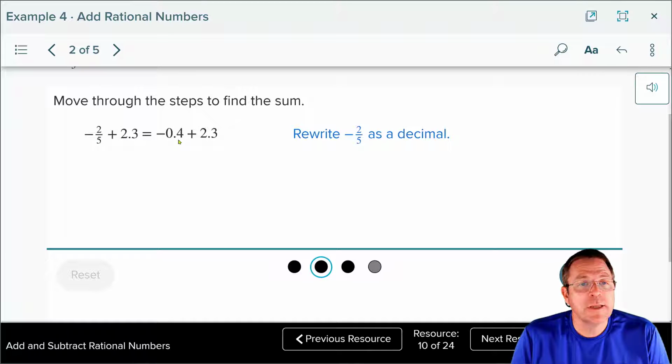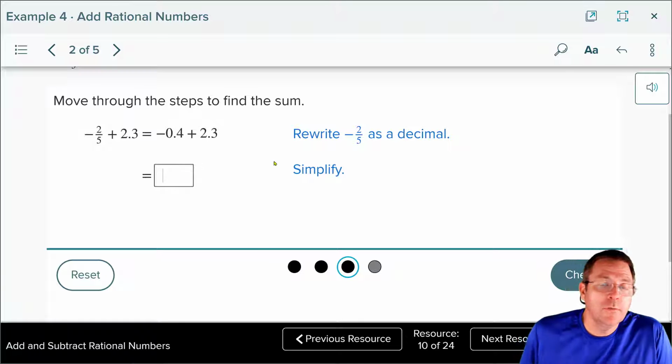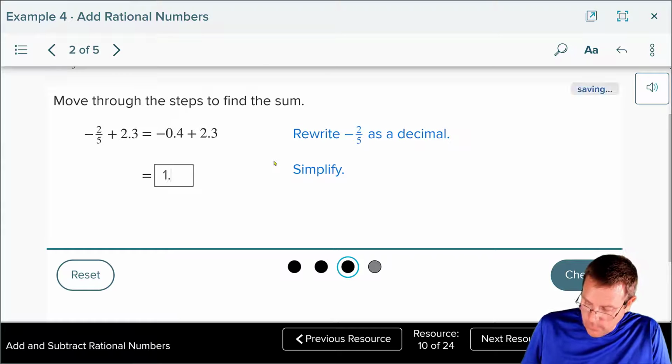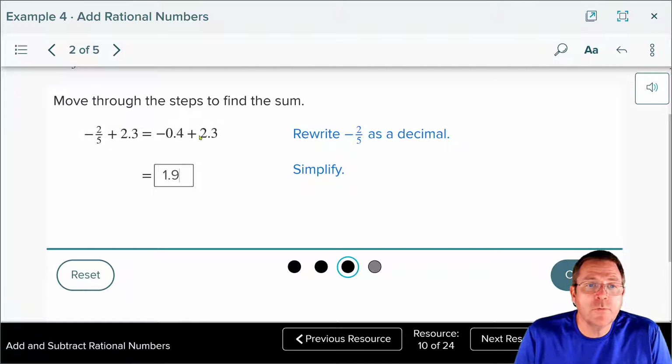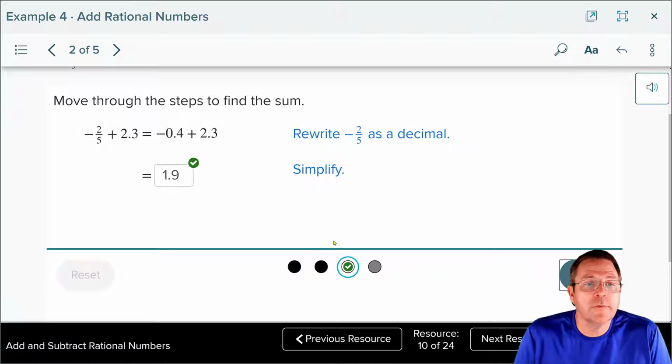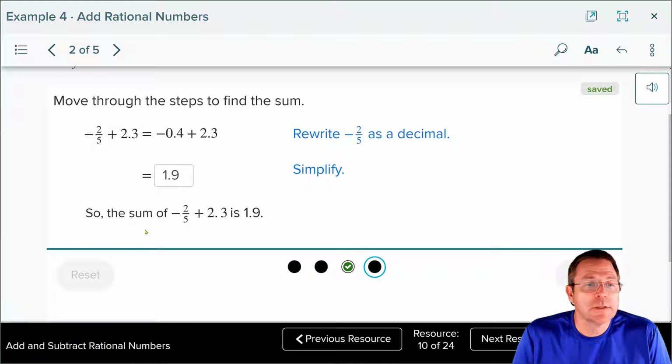The negative 2/5, that's the same thing as saying negative 0.4. And now we have signs that are different. Find the difference. So we're going to subtract the 0.4 and the 2.3 from each other. And when we do, the difference is going to be 1.9. But wait a minute. Is it going to be positive or is it going to be negative? The sign in front of your larger number goes in front of your answer. That's larger. It's going to be a positive 1.9. My answer checks. So the sum of negative 2/5 plus 2.3 is going to be a positive 1.9.